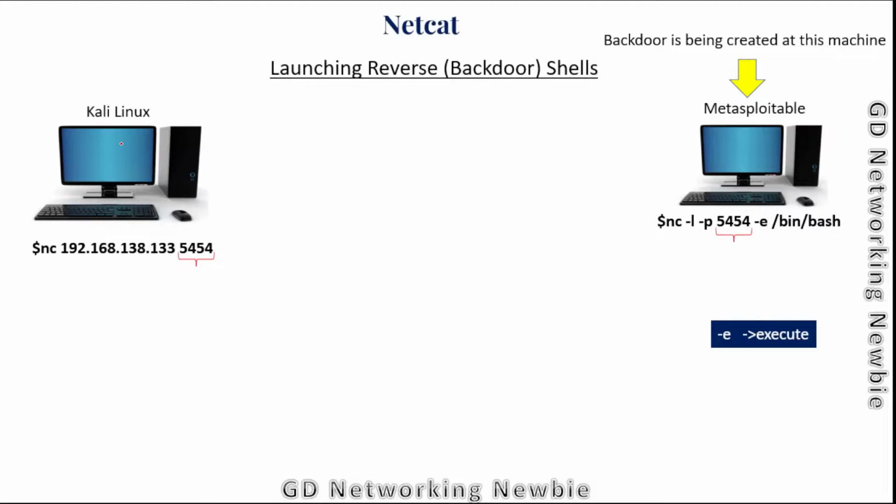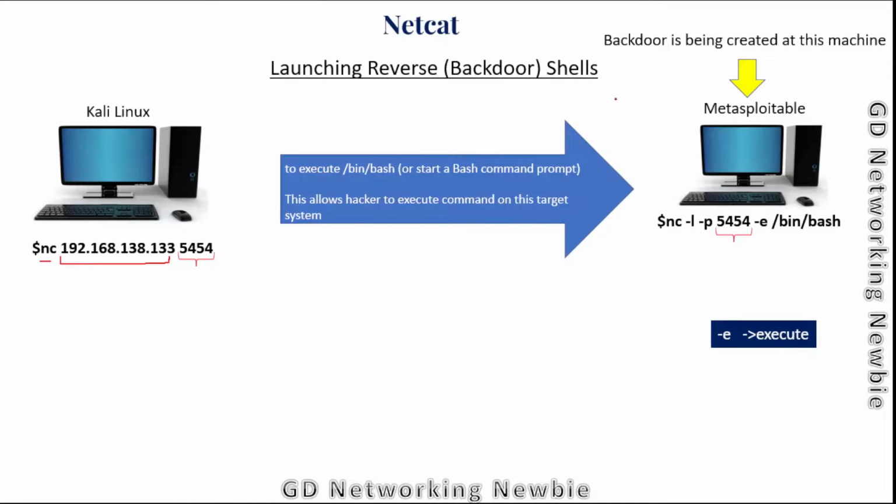And then on the attacking machine, we just have to again use Netcat, and we have to give the IP address of this victim's machine and then the port number on which this victim machine is listening. And this execute option is used to execute /bin/bash. This will start a bash command prompt, and this will allow the hacker to execute commands on this target machine.